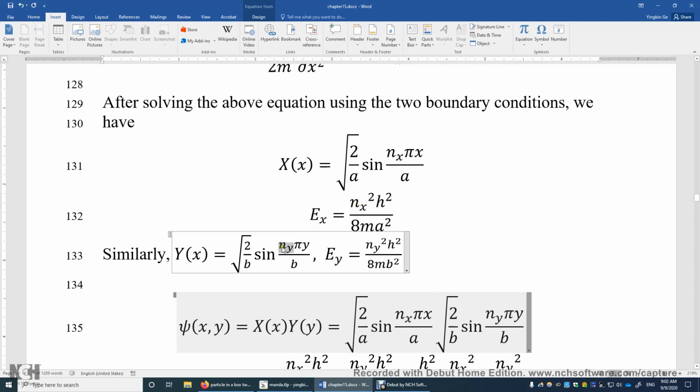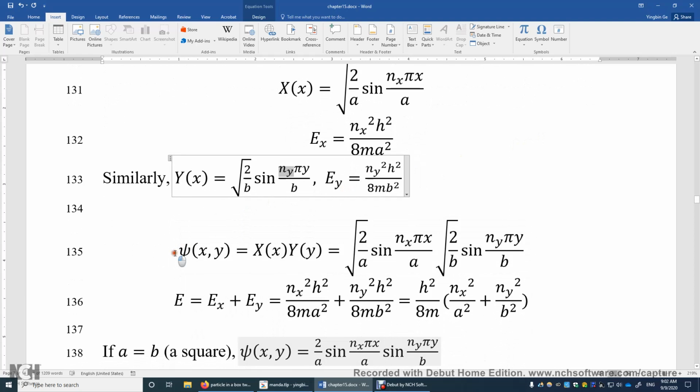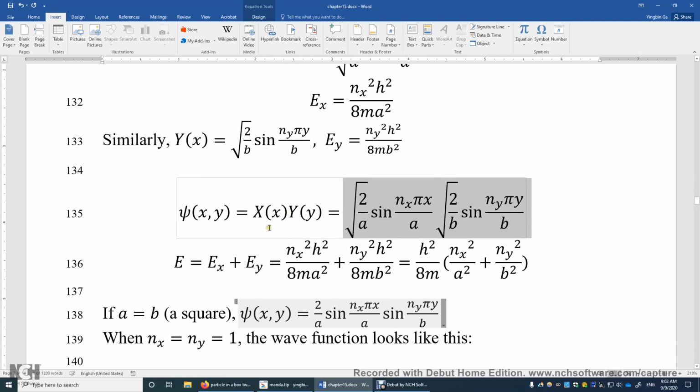n_x and n_y can be different from each other. a and b can also be different from each other. So the wave function of x and y is the product of this uppercase X and uppercase Y. So it's over here. What about the total energy?